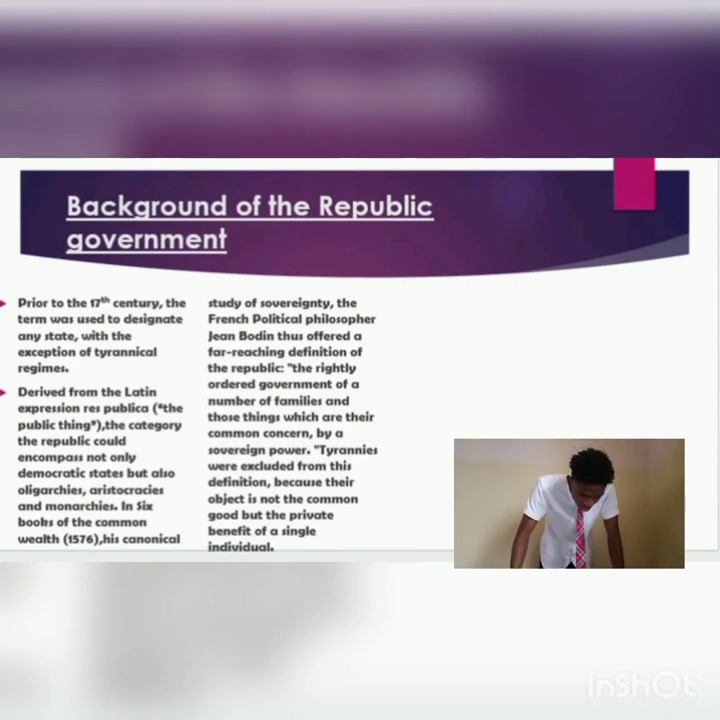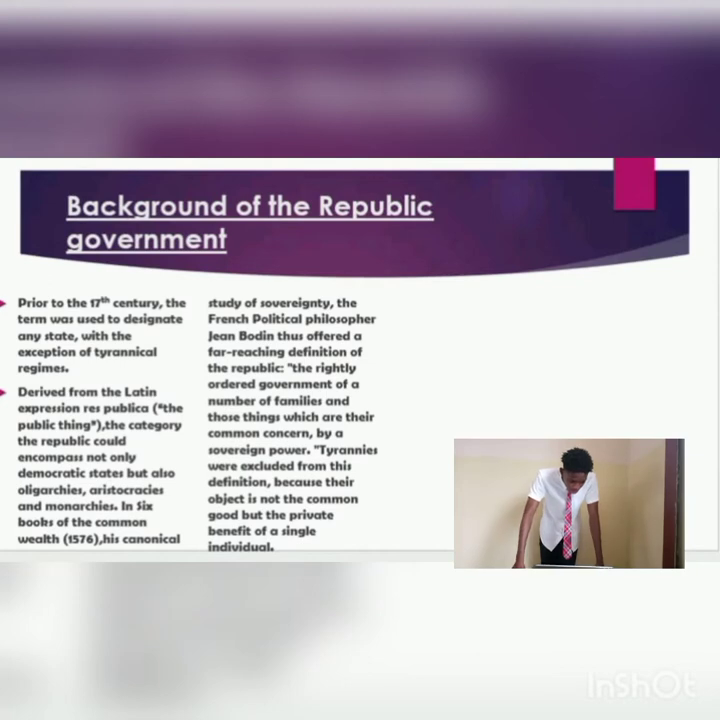Also, in Six Books of the Commonwealth in 1576, a classic study of sovereignty, a book by a French political philosopher known as Jean Bodin, he offered a far-reaching definition of the republic. This is known as the rightly ordered government of a number of families, and of what is their common concern, by sovereign power. Tyrannies are excluded from this definition because their objective is not the common good but the private benefit of an individual.